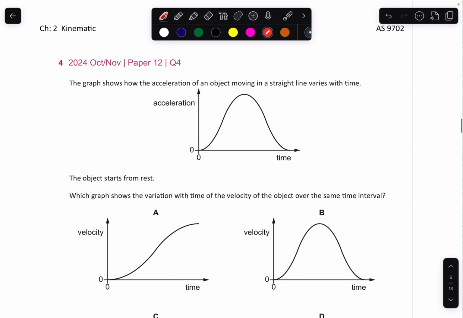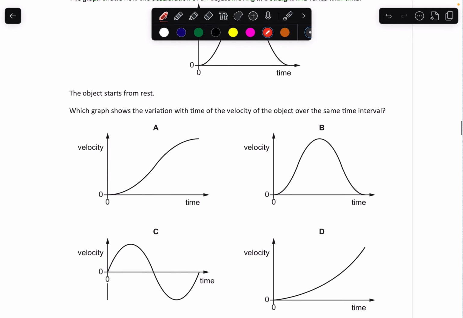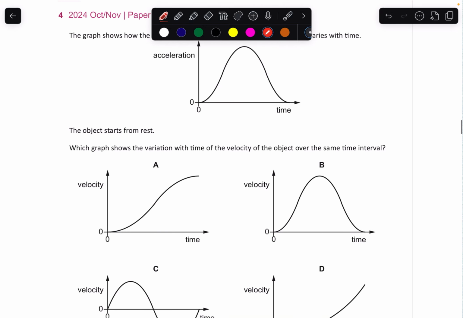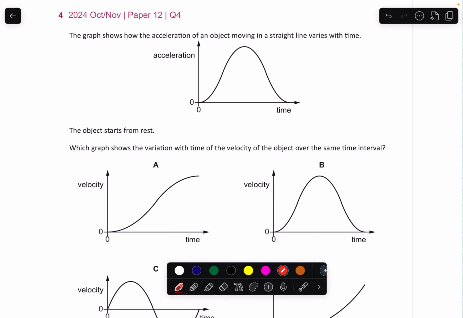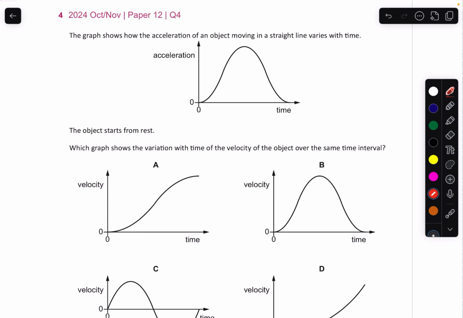In question 4, the graph shows how the acceleration of an object moving in a straight line varies with time. The object starts from rest. Which graph shows the variation with time of velocity of the object over the same time interval? We have to look at the acceleration-time graph, and convert that into the velocity-time graph. The y-axis of the given graph is the acceleration, right? And the slope of the velocity graph will tell you the acceleration.